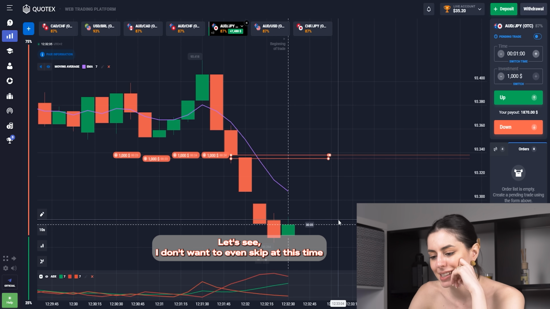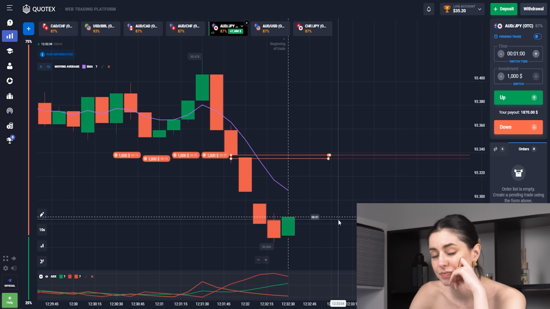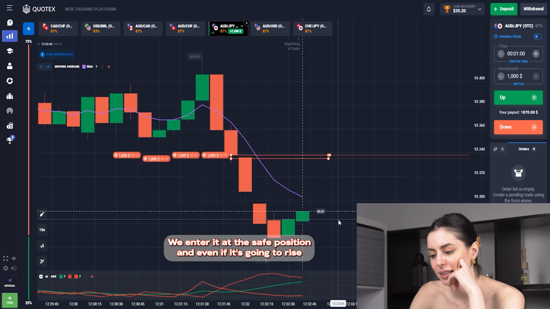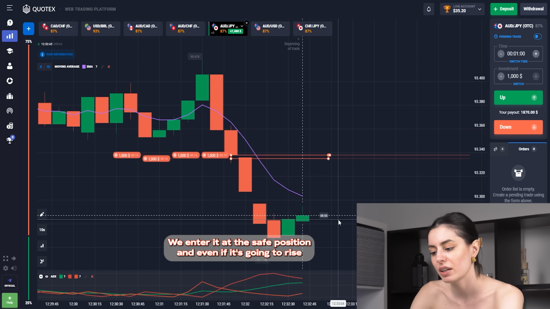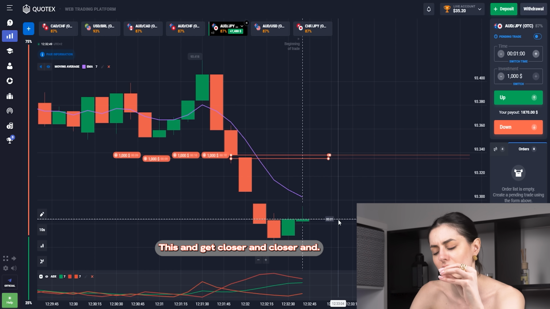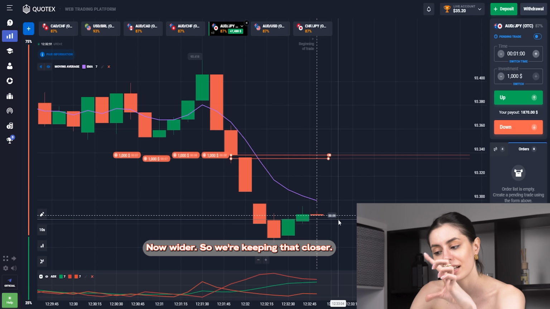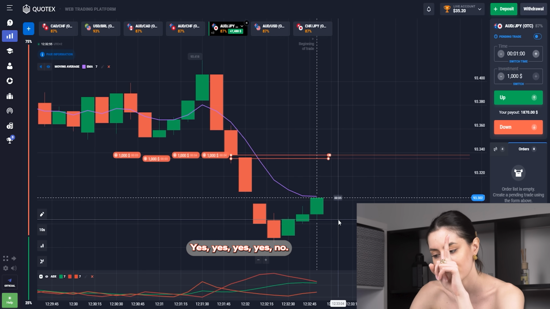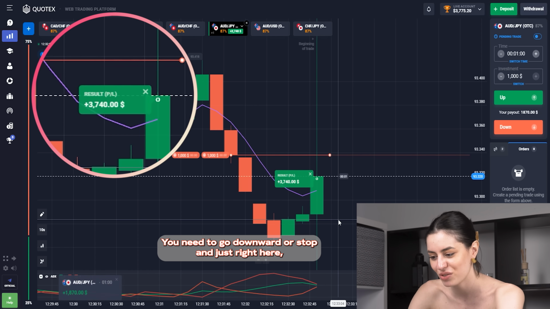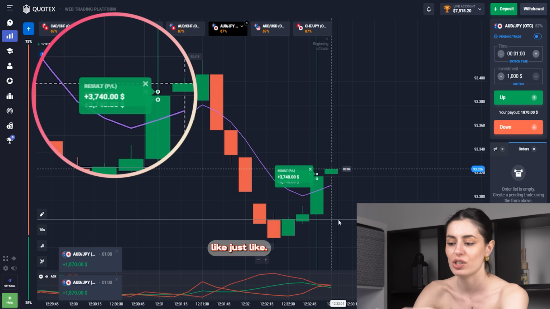Let's see. I don't want to even skip it this time because I just want to look at that and think, what's that? No, it's all fine. We entered at the safe position, and even if it's going to rise, you may see that actually the lines started to get closer and closer and now wider. So we're keeping that closer. We are changing, yes. No, you need to go downward or stop it just right here. Lucky, just lucky.